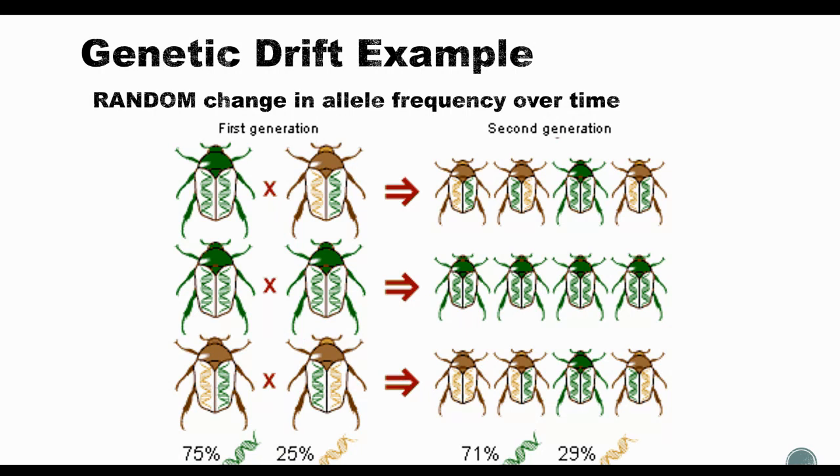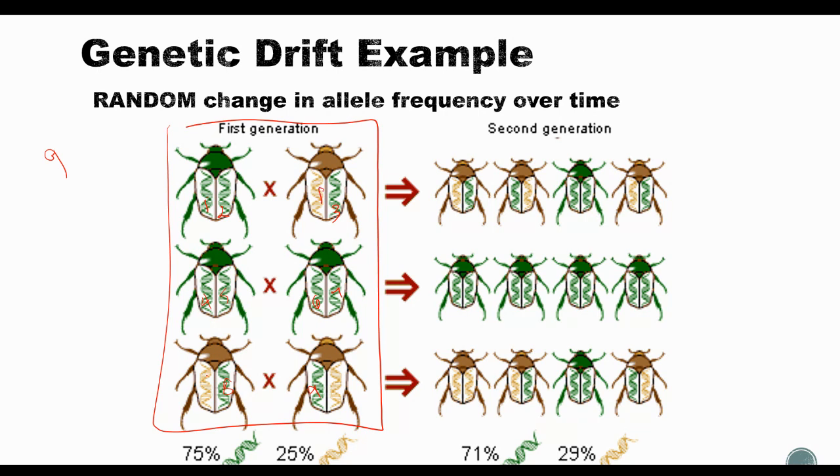Random change in allele frequency over time can also happen. So this is genetic drift. We talked about that before. But here's an example actually looking at percents. So if our first generation, we have these 3 mating pairs. So our first generation, 3 mating pairs. And if we count up the number of green alleles, we have 1, 2, 3, 4, 5, 6, 7, 8, 9. So we have 9 green alleles. And then we have 1, 2, 3 brown alleles. So 3 brown and 9 green. So it's 75% green, 25% brown.